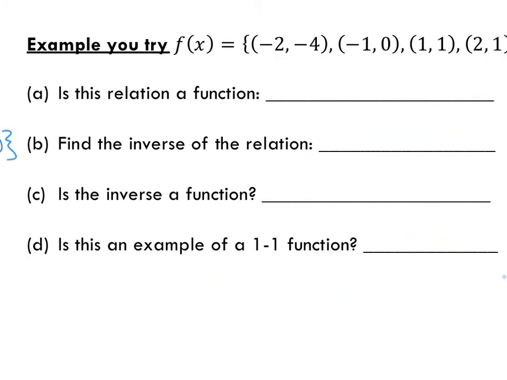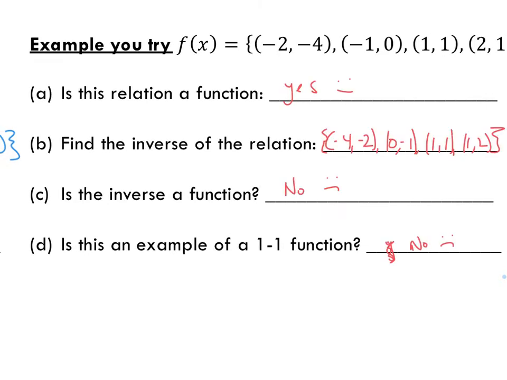Now I want you to take a couple minutes and try the example. So hopefully for A you said yes, it is a function. Hopefully your inverse is -4, -2, 0, -1, 1, 1, and 1, 2. And the inverse is not a function, therefore it is not one-to-one.